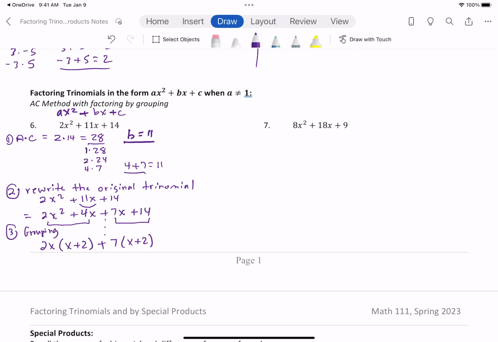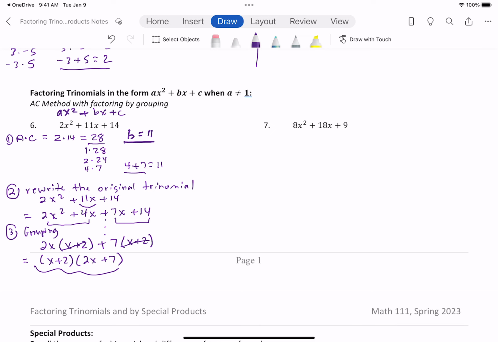And remember, this is what we said had to happen. We have that common factor of x plus 2. So we're going to bring that common factor out to the front. And then if that's gone, what's left is the 2x plus 7. So this is the factorization for 2x squared plus 11x plus 14.